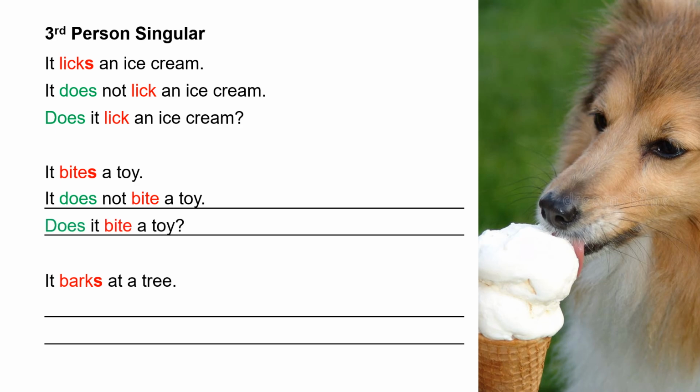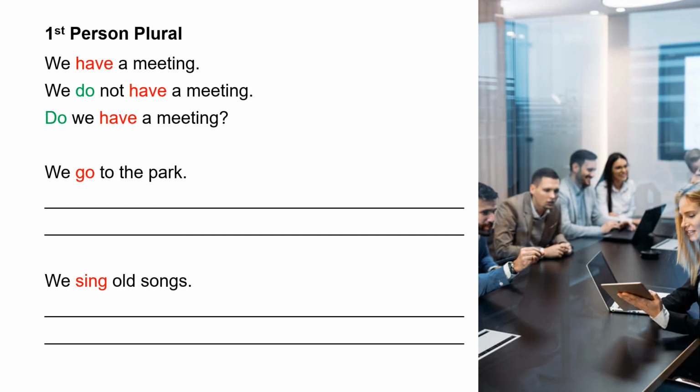It barks at a tree. It does not bark at a tree. Does it bark at a tree? We have a meeting. We do not have a meeting. Do we have a meeting? We go to the park. We do not go to the park. Do we go to the park?